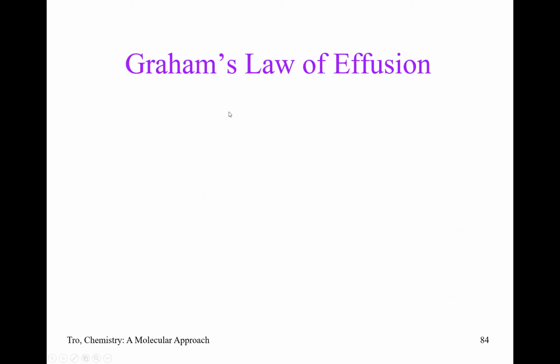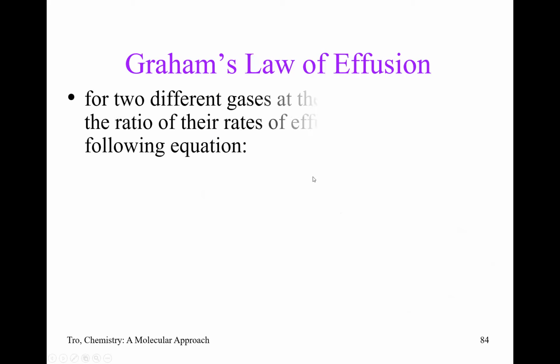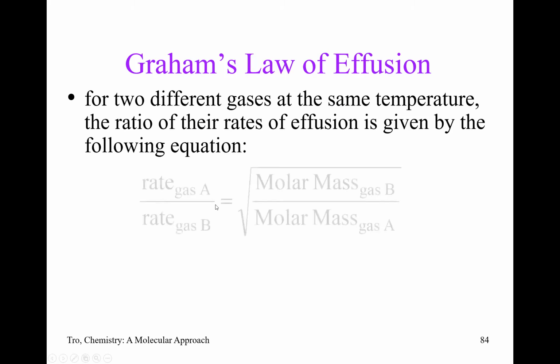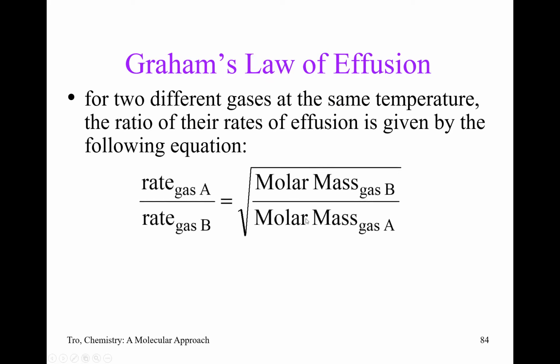Again, as usual, it's not a history class, so you don't need to know people's names, but Graham is accredited with discovering this. And if you have two different gases at the same temperature, then the ratio of their rates is given by the relationship of their mass, right? We saw in the previous one that the rate was equal to the square root, and that comes from the 1/2 mv squared.